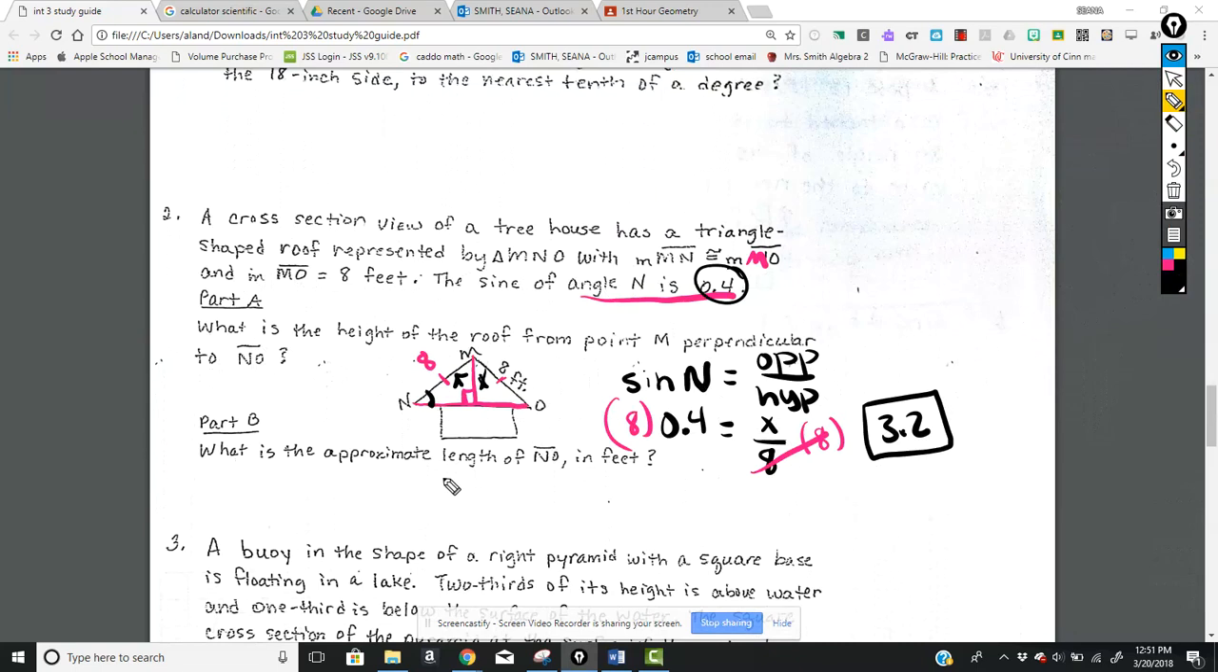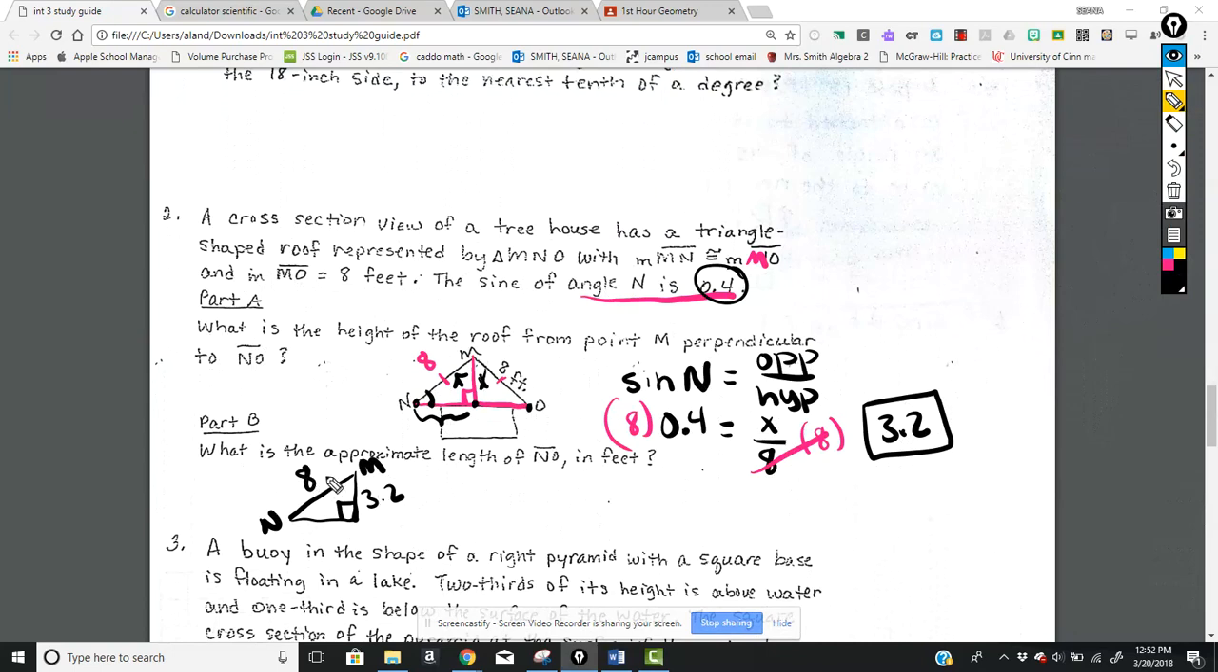Now part B says, what is the approximate length of NO? So it's wanting to find from here to here. I have to use what I know. I don't know enough to find that all at once, but I know enough to find half of it. So I can find this piece. And then from there, I can double that to find the whole thing. So I'm going to pull that one triangle we were working with out. So this was N, this was M, there's the 90 degree. I knew this was 8, and I just found the 3.2. So I know this side's 3.2.